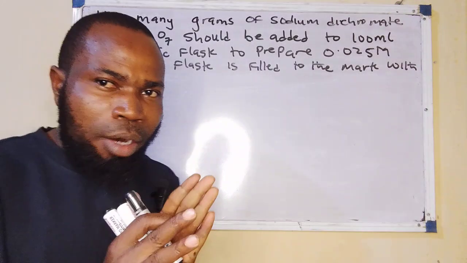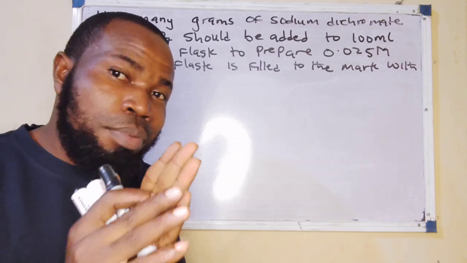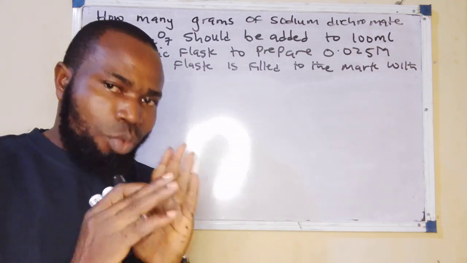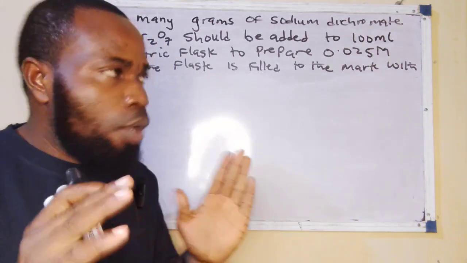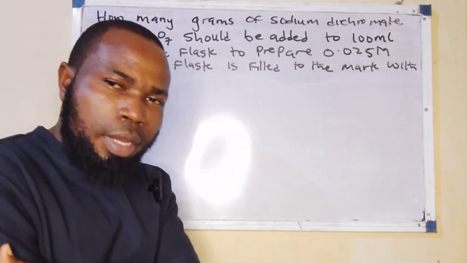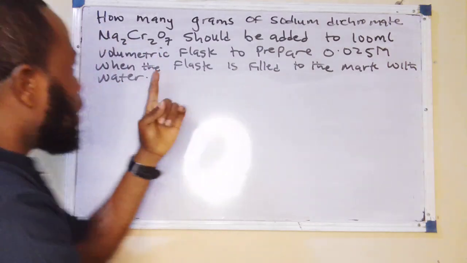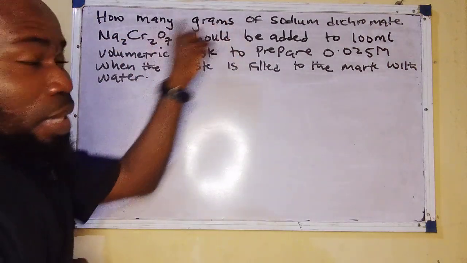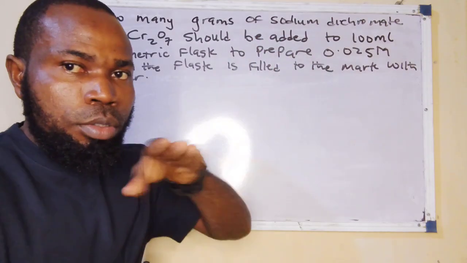Now, when you come across a question like this, first of all, you take a deep breath, you relax yourself, you don't rush, you calm down so that you don't make mistakes. Now, you have to look at what you were given and what you are asked to calculate. Remember, we are asked to calculate for grams. That means you are looking for what? For mass. Don't be a fool.